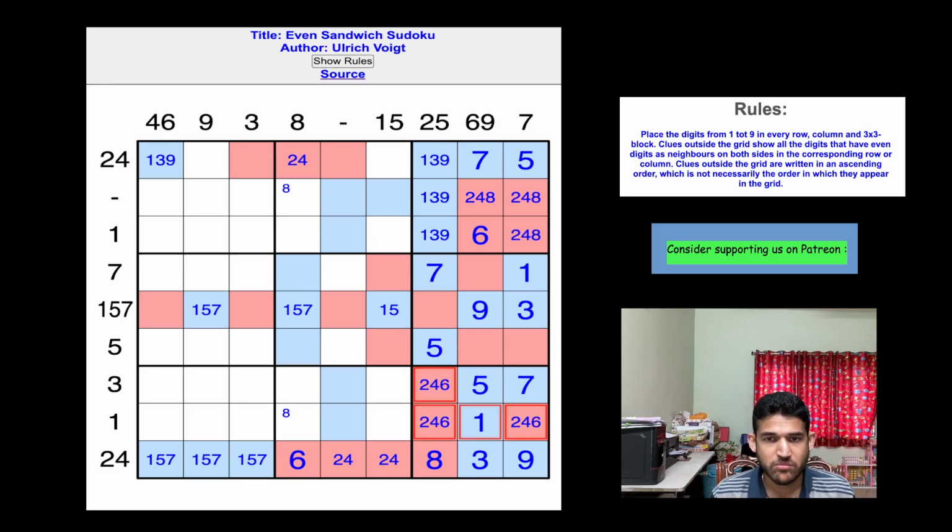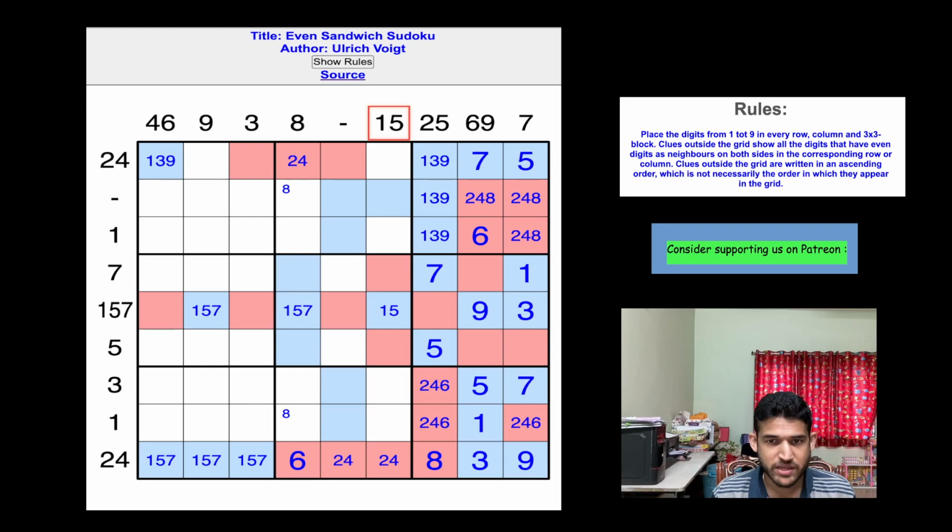Okay, so I need one more cell in column 6, which is sandwiched by even neighbors. So you have one already here. Where does the other one occur? It can either be between these two cells, or it can be between these two cells. Okay, both are possible. But we are sure that the other even must be here. So let's put an 8 here.